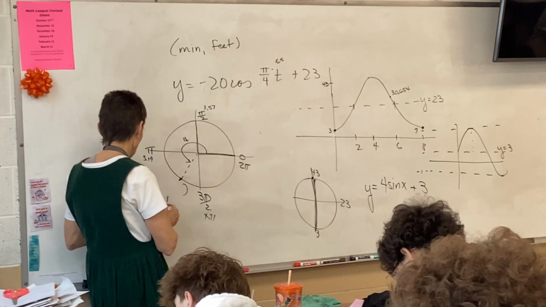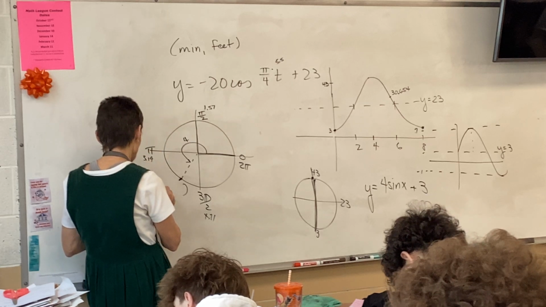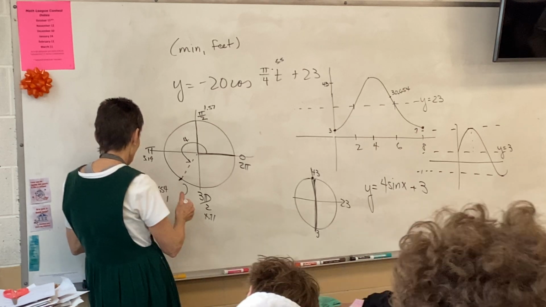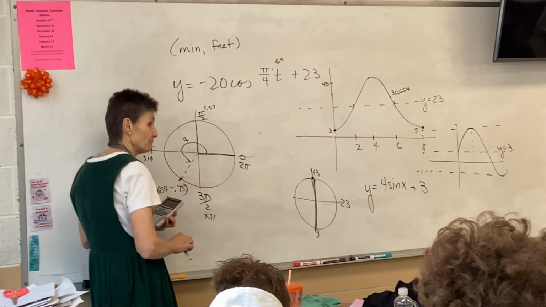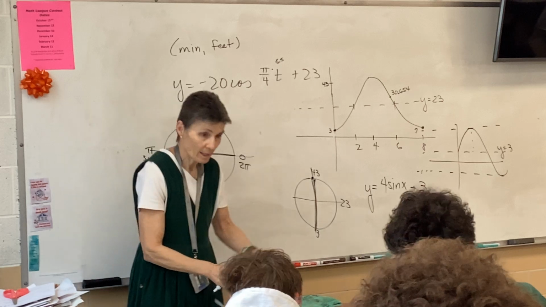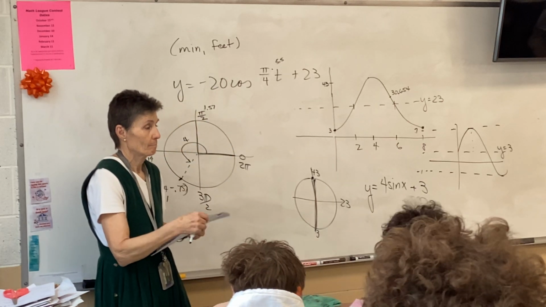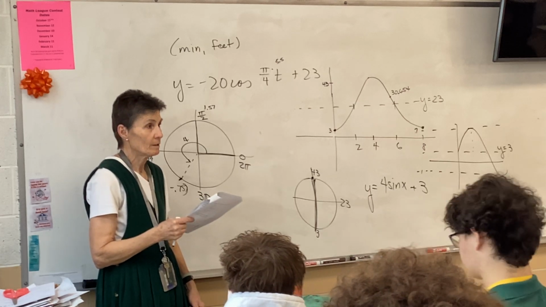Cosine 4 to the nearest 1,000 is negative 0.654. And sine 4 is negative 0.757. Is that okay? We all good?